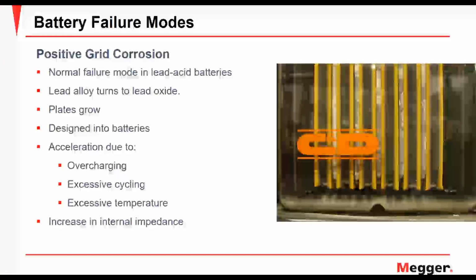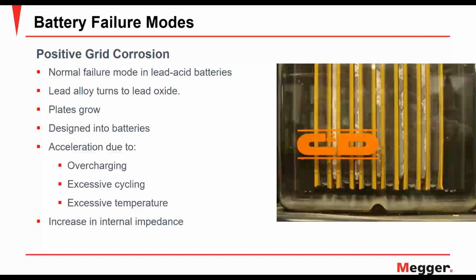So the first failure mode is called positive grid corrosion, and it's usually a normal failure mode in lead acid batteries. And when I say normal failure mode, it's an aging mode, or aging failure. So with time, this will be happening in your battery. It's normal corrosion happening. It will happen no matter what you do.